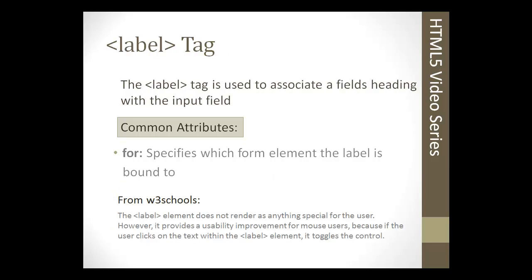Alright, so next we have the label tag, and the label tag is a form element, but it's not a user input element. It's used to associate a field's heading with the input field. So you might have something like first name, just the text first name, and then maybe the input tag directly after it. If you wrap that text in a label, it will associate that text with the input field. So if you click on the text, it'll actually highlight the input field that text belongs to. And it takes the for attribute, which will just specify which form element the label is for. And this would match up with the input element's name attribute.